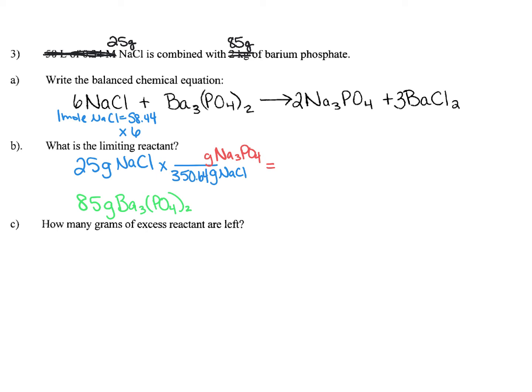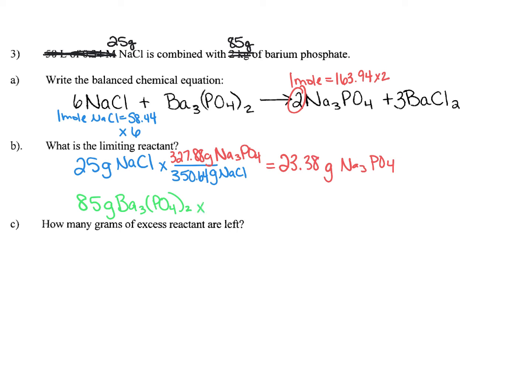Now for Na3PO4, I'm going to find 1 mole of Na3PO4 has a mass of 163.94 grams, but there are 2 moles, so I'm going to multiply that by 2. So that means that my mass is 327.88 grams. Then I'm going to solve for my grams of sodium phosphate of that product that is made. For this one, I get 23.38 grams.